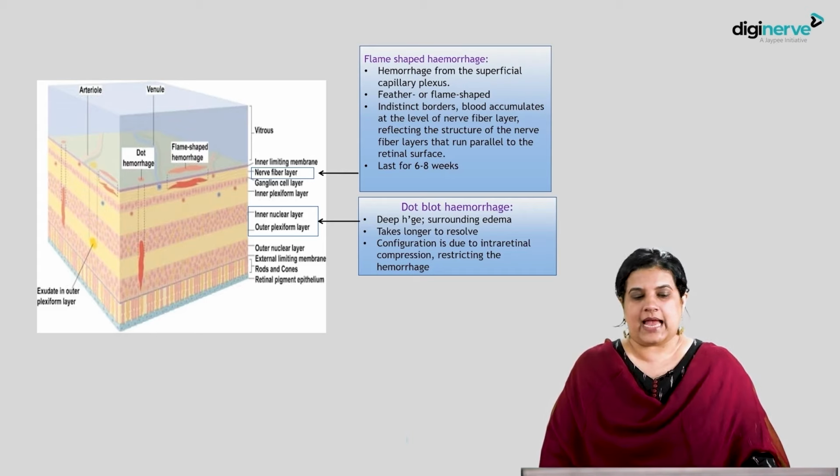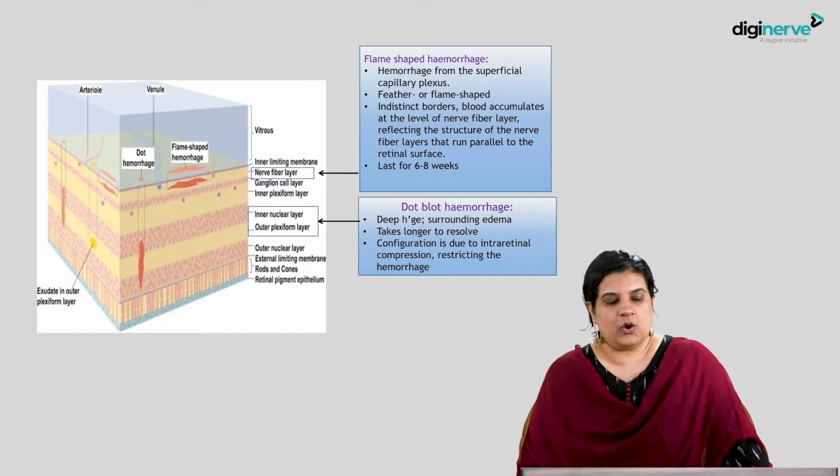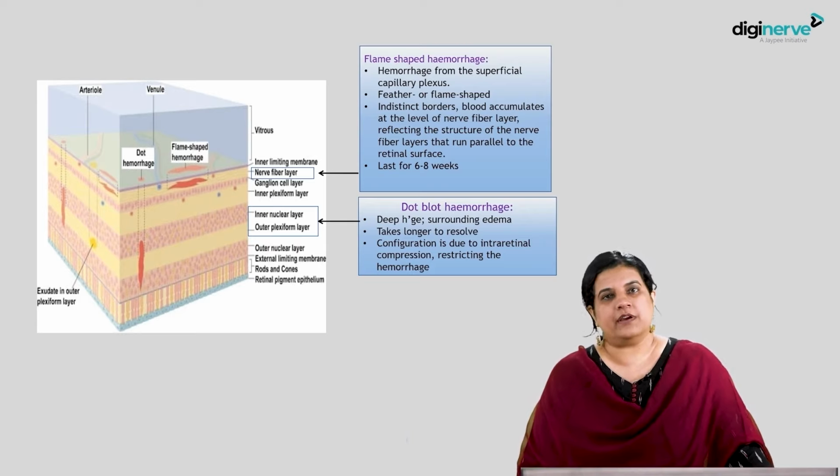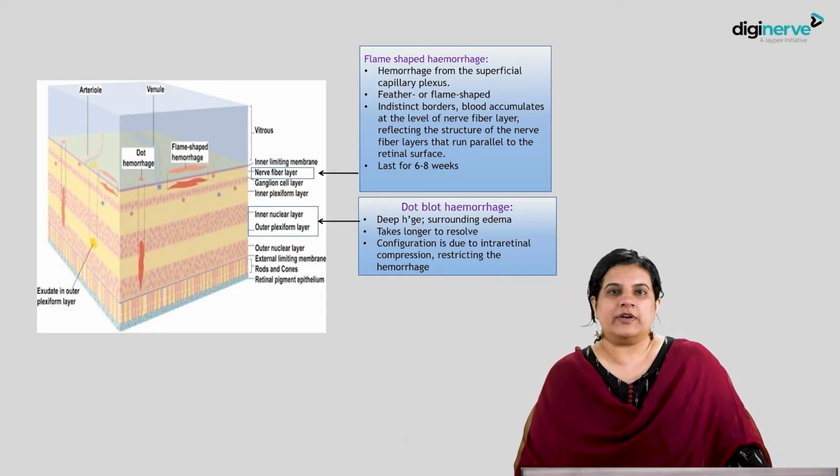Blood accumulates at the level of the nerve fiber layer, reflecting the structure of the nerve fiber layer that runs parallel to the retinal surface. They last for about 6 to 8 weeks. On the other hand, dot and blot hemorrhages are deeper hemorrhages and therefore they take a long time to clear up. Whatever is relatively superficial will have a brighter color, and dot and blot hemorrhages, by virtue of being a little deeper, will have a scarlet red or more purplish hue.